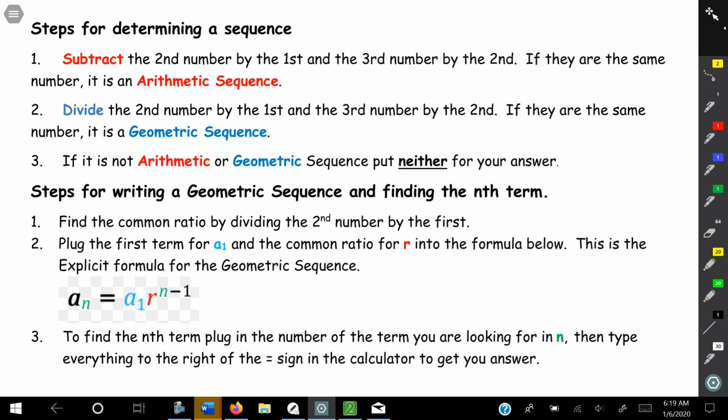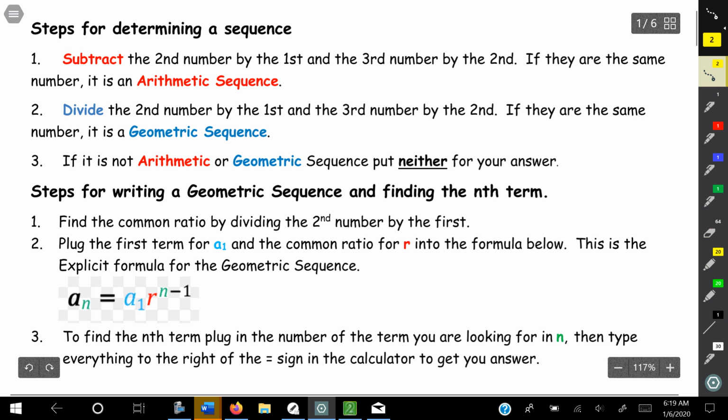And here are the steps. You're going to subtract the second by the first and the third by the second and see if they're the same number. If they are, then it's an arithmetic sequence. The next step, if it's not an arithmetic sequence, is to divide the second number by the first and divide the third number by the second. If they are the same number, then it is a geometric sequence. And if it's not an arithmetic or geometric sequence, you want to put neither for your answer. So let's take a look at a couple of examples.